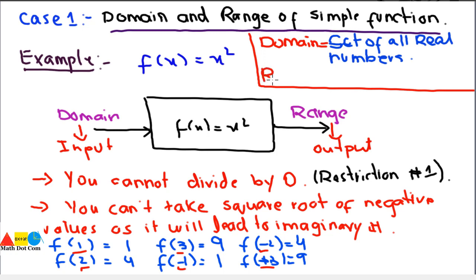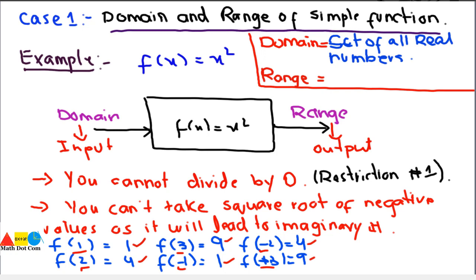Range is basically the value of y or f of x that we get after putting in the value of x. That means the domain is this, and the range is this: 1, 4, 9. So when we put the value of x as negative, we get positive values. It means the range can never be negative.